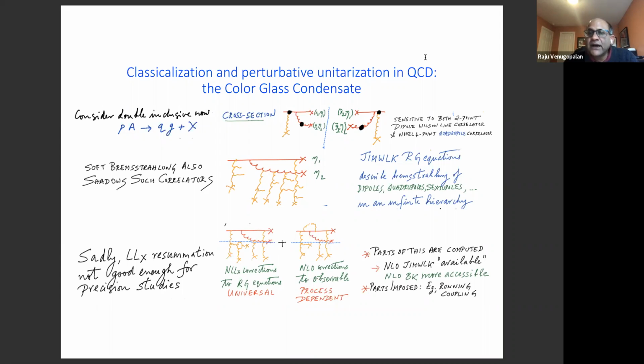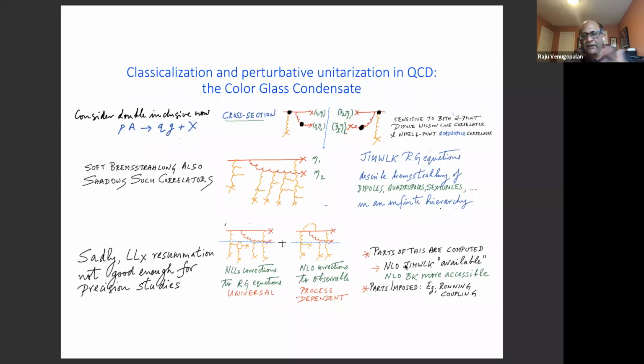And the state of the art right now in this field is that this stuff has been computed to next to leading log accuracy. So people have gone beyond this leading log resummation, and that's sometimes called NLO JIMWLK. And then this part, people are just starting to compute. This non-universal part for different processes, people have started computing them. For example, I've done something along these lines for DIS with my collaborators, and there are lots of calculations going on in the literature. So this program is still not complete.